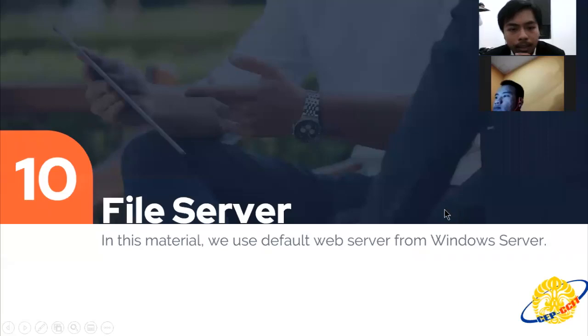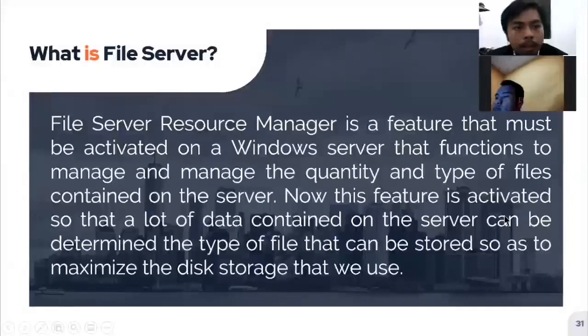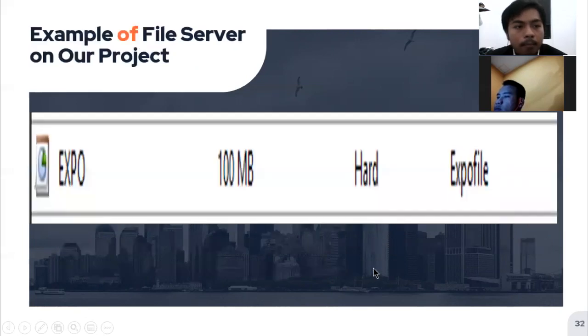And the last is file server. What is a file server? File Server Resource Manager is a feature that must be activated on a Windows server to manage the quantity and type of file content on the server. When this feature is activated, the types of files that can be stored can be determined, so as to maximize the disk storage that we use. This is the example of file server on our project, with a limit of 100 megabytes.